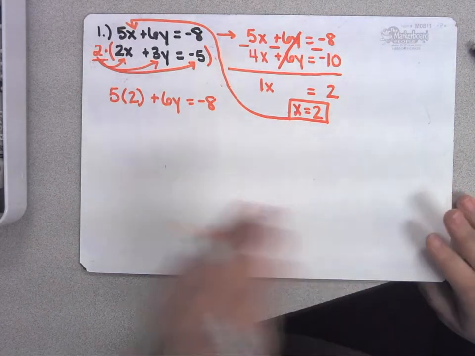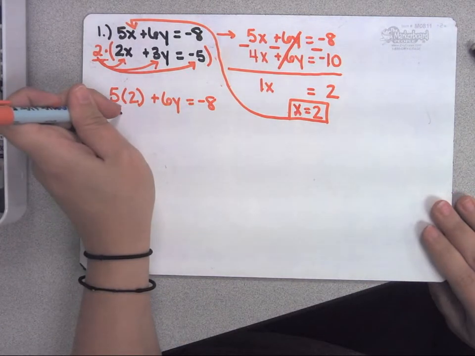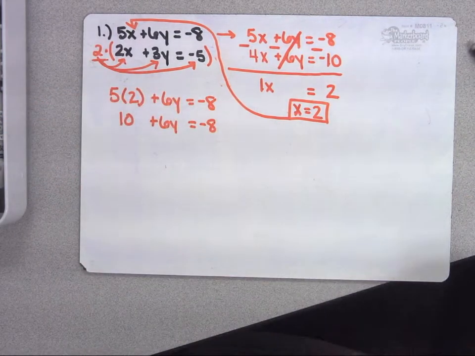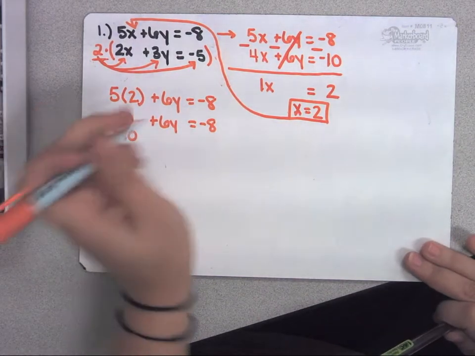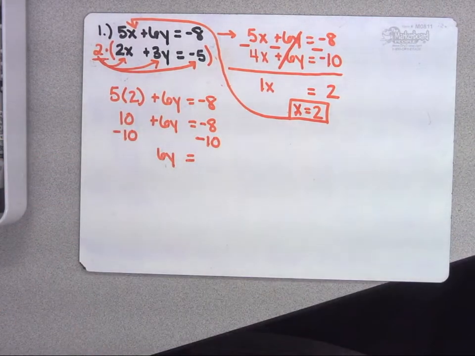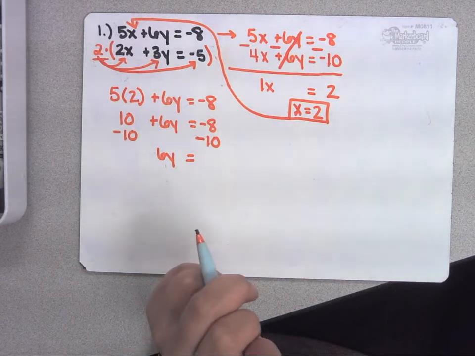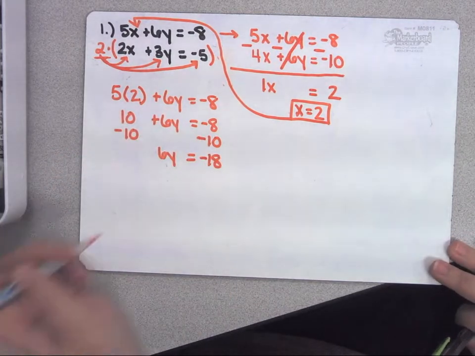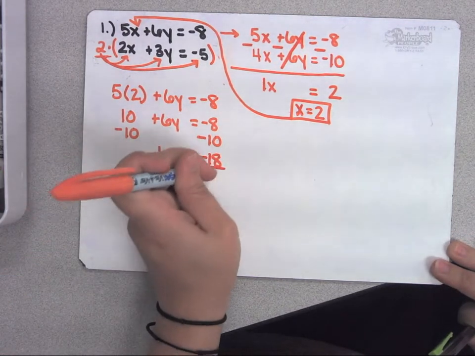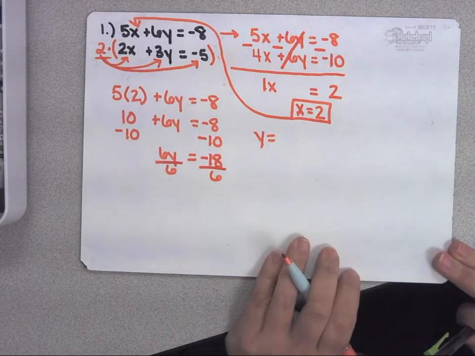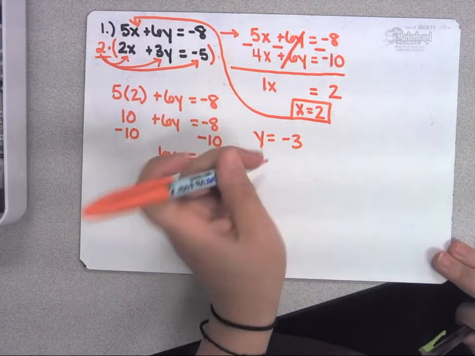Jesse, what's next? Yep, which is? Okay, bring down everything else. Now what, Jesse? From both sides? Okay, subtract 10 from both sides. I get 6y equals negative 8 minus 10. Yep, negative 18. What do I do to get y by itself? Divide by 6. Yep. What does y equal? Negative 3. Jesse, how do I write my answer?